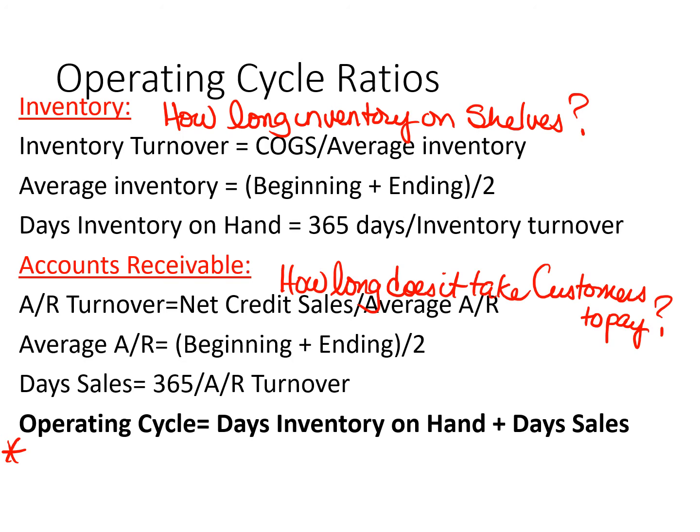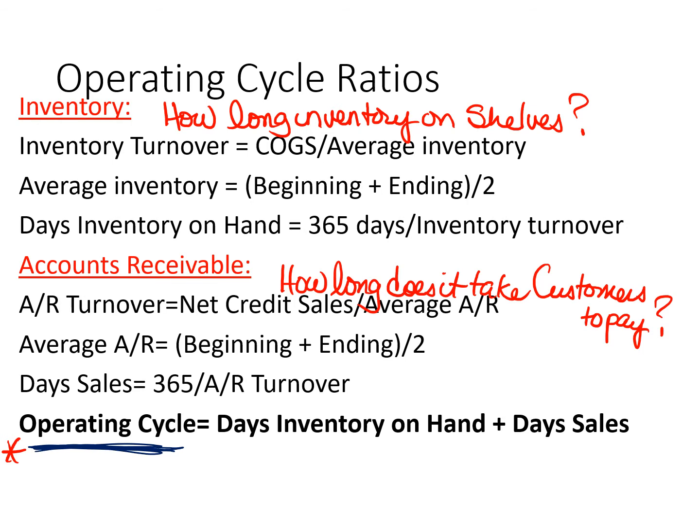Coming off of that is something called days sales, where you take 365 and divide by accounts receivable turnover, and that will give you the number of days that it takes basically from when the customer says, I want it, and you invoice them until they pay for it. So this is how long is your money tied up in customers that say they're going to pay you sometime in the future. So there's an important concept that combines these two called the operating cycle.